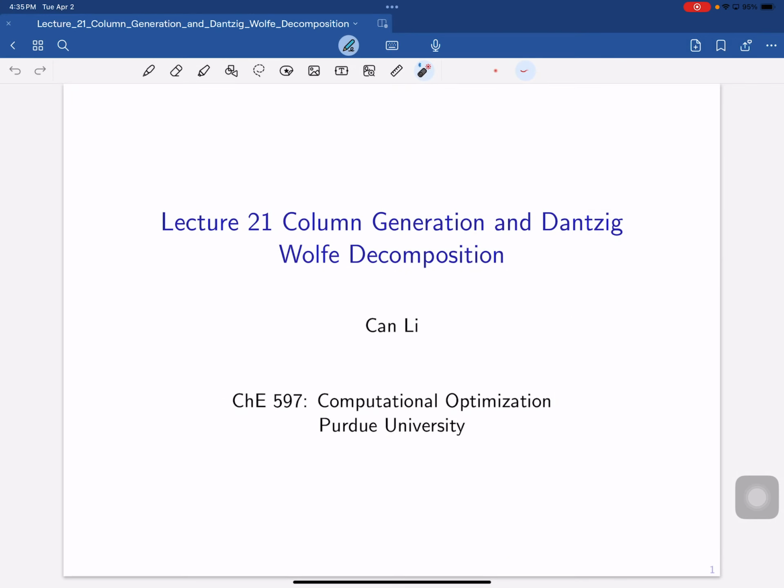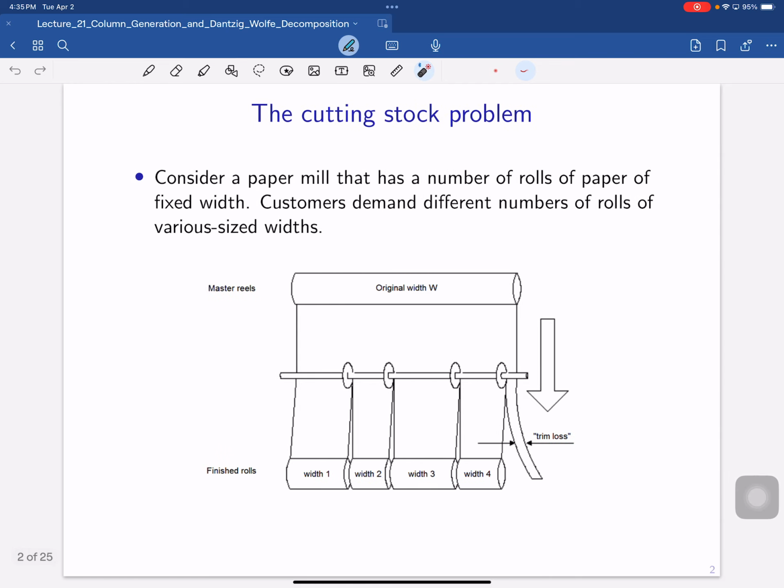Right? So we'll talk about a new algorithm called column generation, and it's closely related to something called Dantzig-Wolfe Decomposition. Let's motivate this by an application called the cutting stock problem. Right, so imagine there is a paper mill, right?